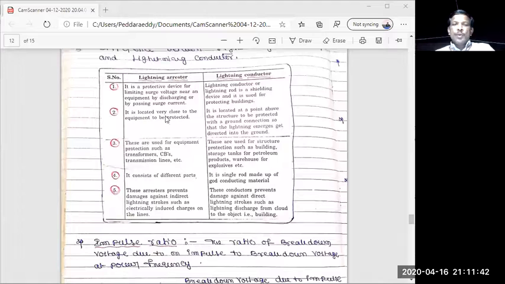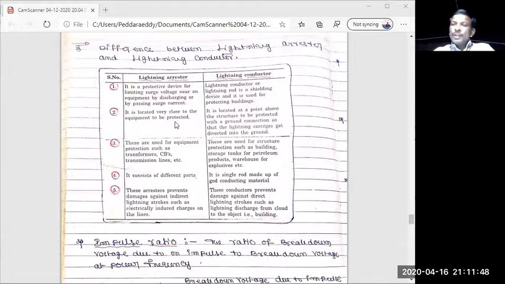The arrester is located very close to the equipment to be protected. Lightning arresters are connected near the expensive equipment, and the lightning conductor or lightning rod is located at a point above the structure or above the building.